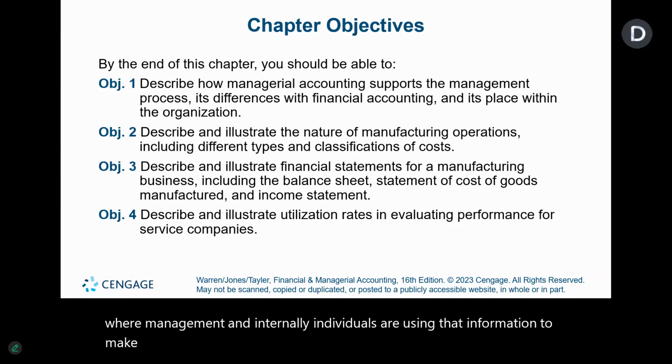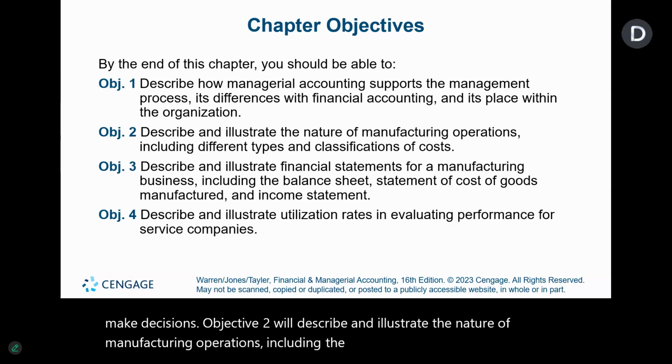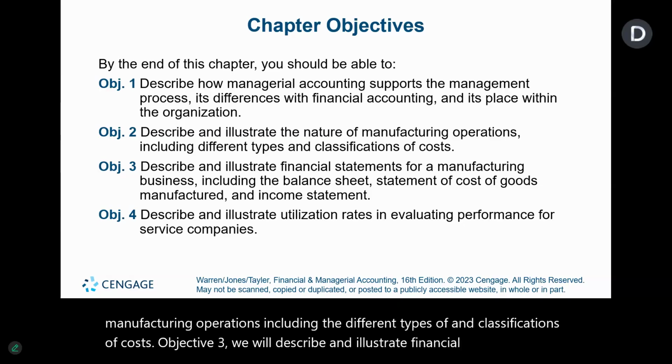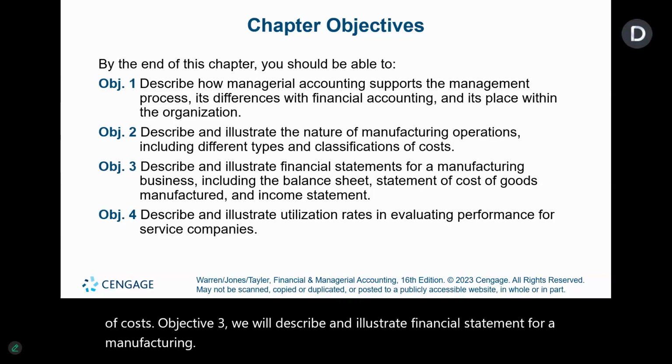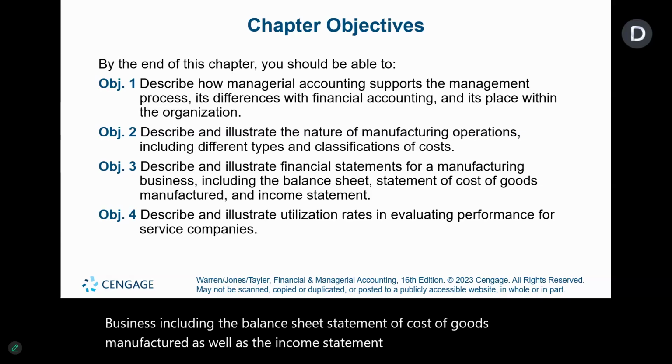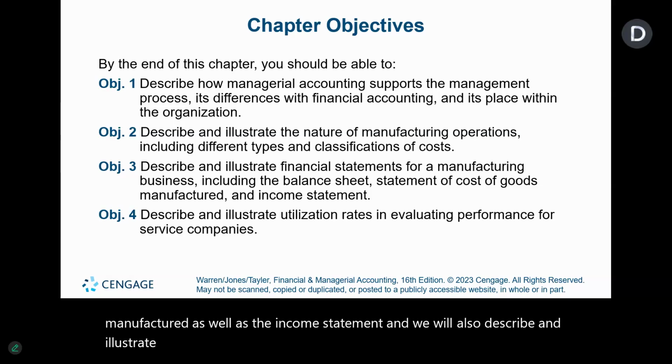Objective 2 will describe and illustrate the nature of manufacturing operations, including the different types and classifications of costs. Objective 3, we will describe and illustrate financial statements for a manufacturing business, including the balance sheet, statement of cost of goods manufactured, as well as the income statement. And we will also describe and illustrate the utilization rates in evaluating performance for service-based companies.